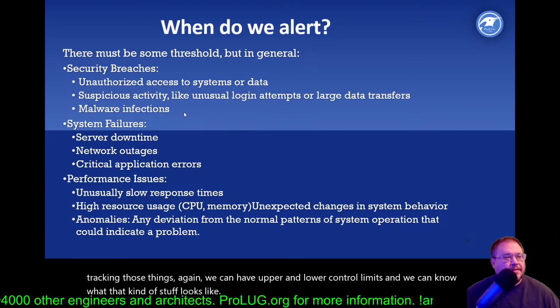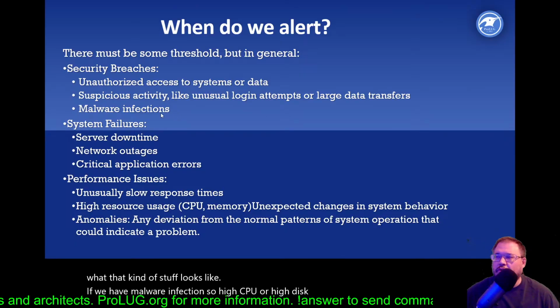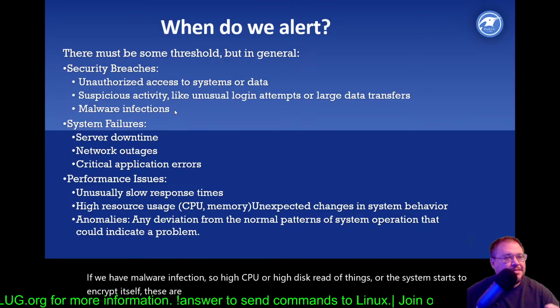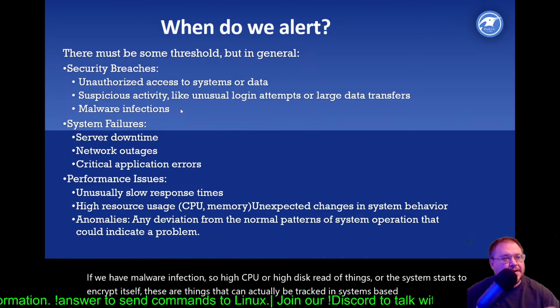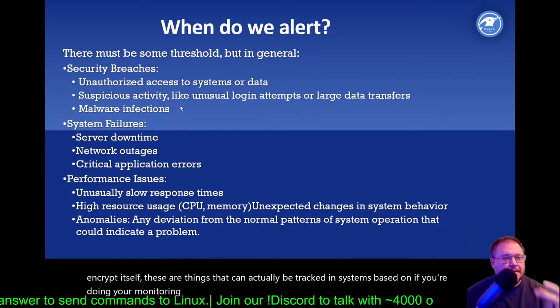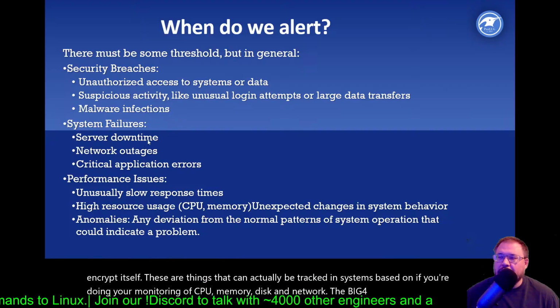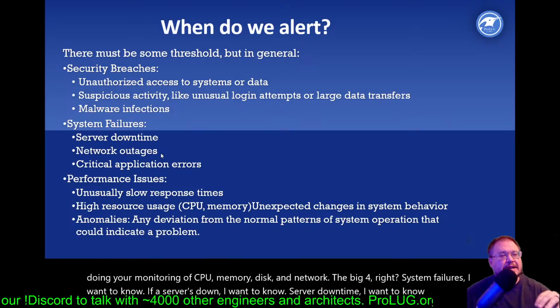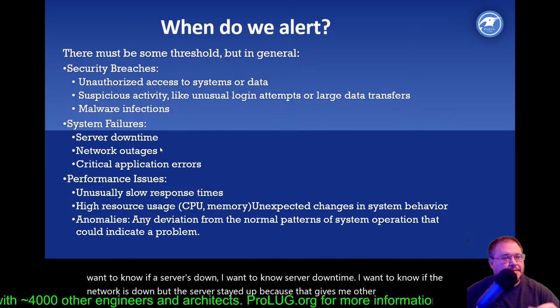If we have malware infections, so high CPU or high disk reads, or the system starts to encrypt itself, these are things that can actually be tracked in systems if you're doing your monitoring of CPU, memory, disk, and network, the big four, right? System failures. I want to know if a server's down. I want to know server downtime. I want to know if the network is down but the server stayed up, because that gives me other indicators of things that need to be worked on, right?